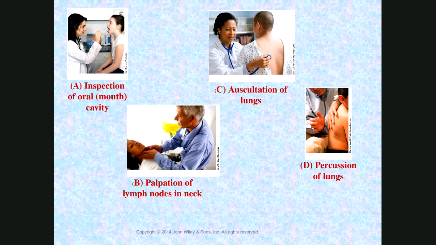So inspection, for example, in this situation, examining the mouth for redness, whiteness, inflammation. Palpation, in this situation, you're palpating the neck for lymph nodes that are swollen, which can indicate a virus, an infection. Auscultation, with the use of a stethoscope, is listening to the lungs or the abdominal cavity. Percussion, same concept, where you're listening for an echo of these regions pertaining to the lungs or the abdominal cavity.